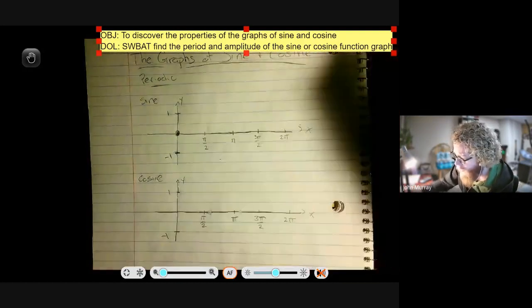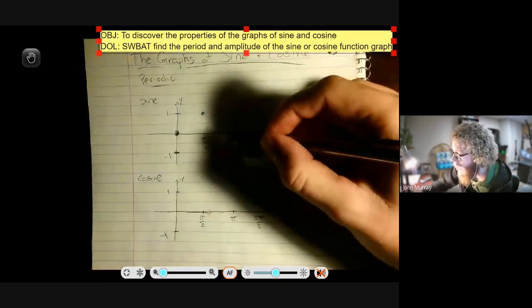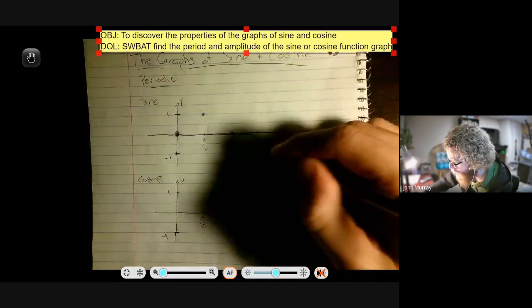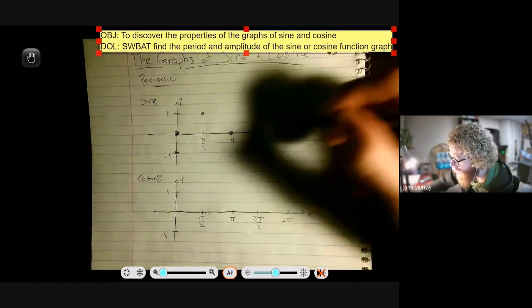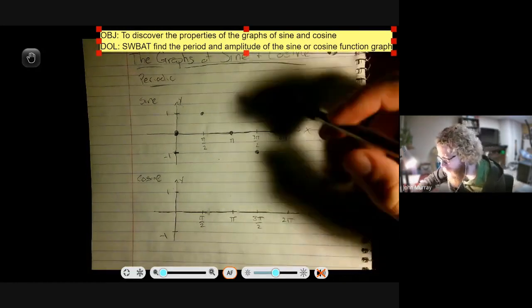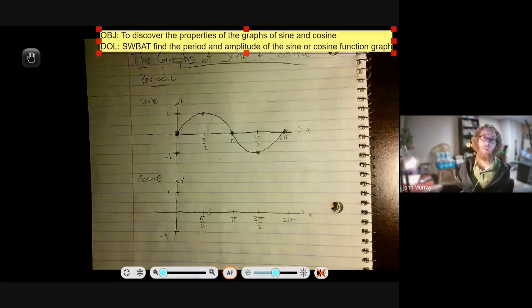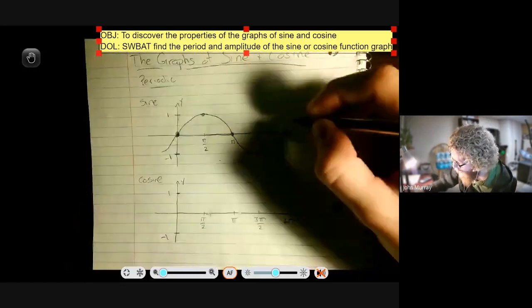So at 90 degrees, or at pi over 2, the value of sine is 1. At pi, or at 180 degrees, the value of sine is 0. At 270, or at 3 pi over 2, we're down at -1. And at 2 pi, we return back to 0. Then we connect the dots with this curved line, and that's the basic sine function. Now it doesn't just stop and end here. It'll keep doing this.